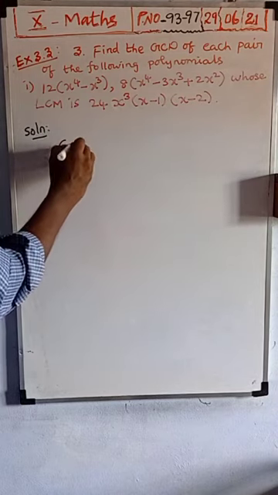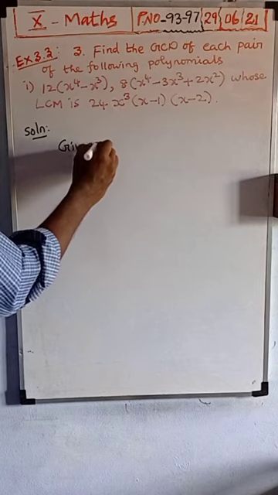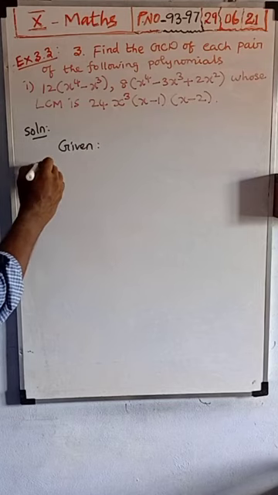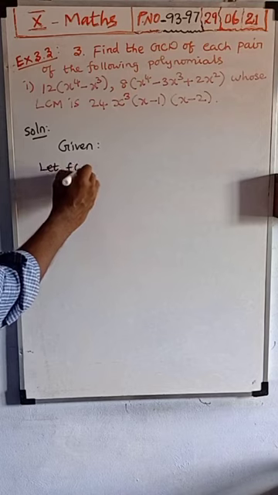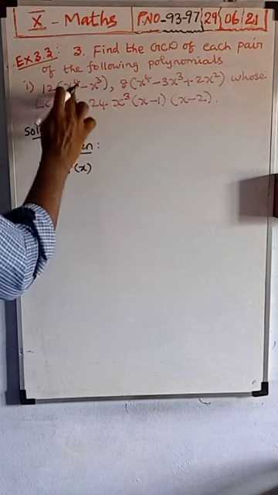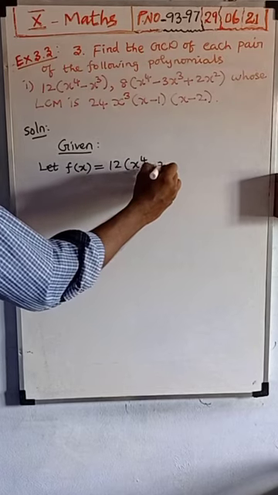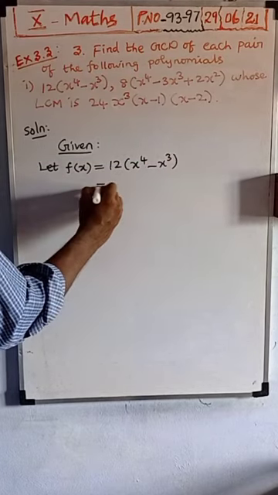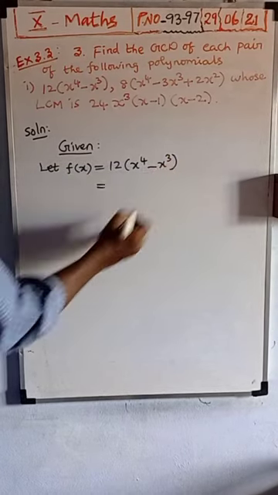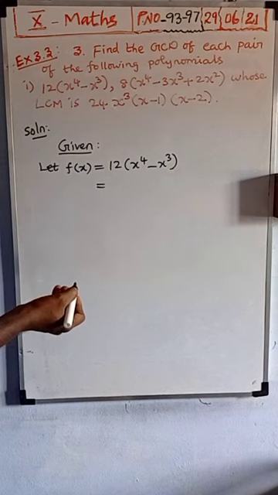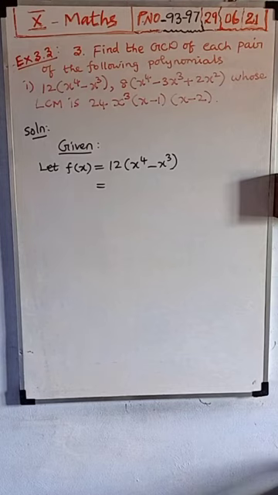First, write the given expression. Let the first polynomial be f of x equals 12 times x power 4 minus x cube. In that, if any common term is there, first take the common term outside, or else factorize, or else apply the formula. These three steps we want to follow.